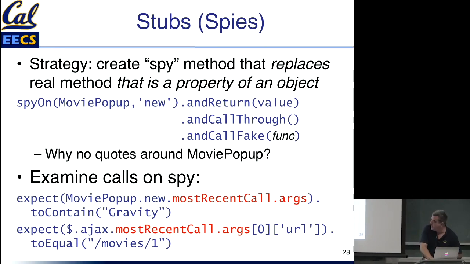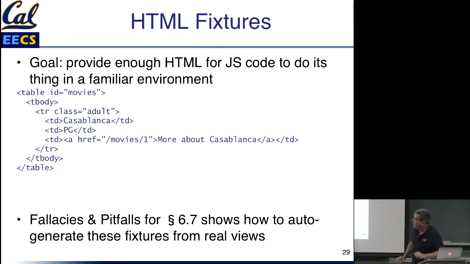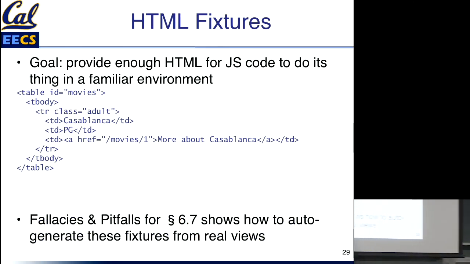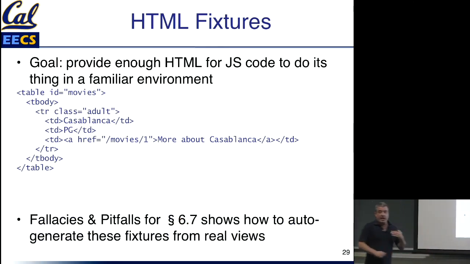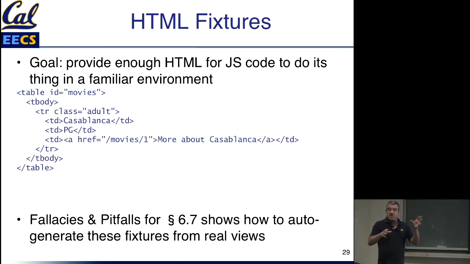What about the idea that AJAX code or Jasmine code tests has to run in the environment that the real code would be running in? So one of the things about real JavaScript is that it expects certain elements to exist on the page, because those are the elements that that particular JavaScript code is supposed to operate on. So Jasmine provides a notion of what's called HTML fixtures, which is for each test that you write, you can provide just enough HTML to allow the JavaScript to do what it's supposed to do.